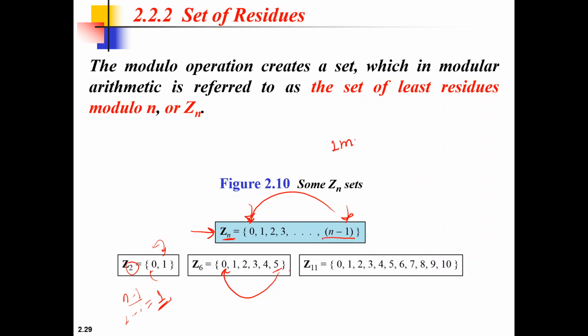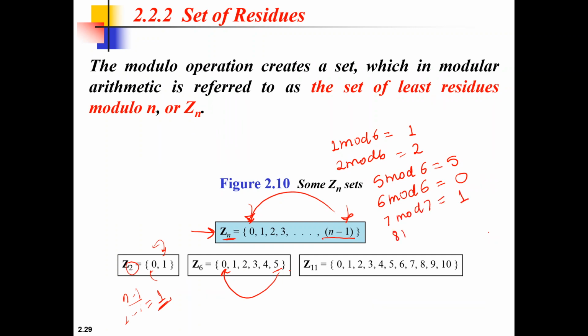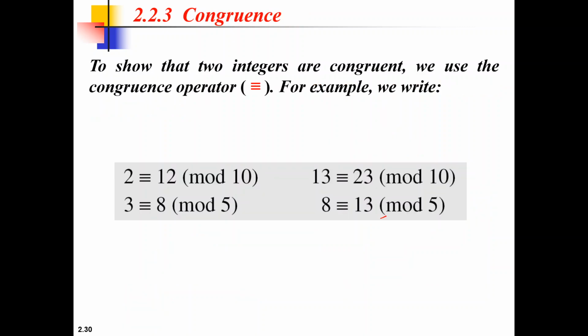When I write 1 mod 6, it is 1. When I write 2 mod 6, it is 2. When I write 5 mod 6, I know it will be 5. But the moment I write 6 mod 6, it will be 0, because 6 divided by 6, quotient is 1, remainder is 0. When I write 7 mod 6, the remainder is 1. When I write 8 mod 6, the remainder is 2. So the sequence wraps around from 0 to 5. Similarly for Z of 11, you will have all the numbers starting from 0 and ending at 10.